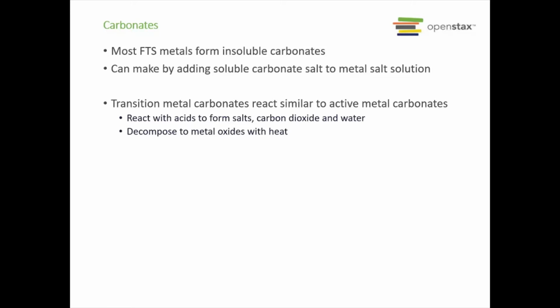Carbonates. Most of our first transition series metals are going to form insoluble carbonates. One way to make them is by adding a soluble carbonate salt to a metal salt solution. For instance, if we take some aqueous nickel and give it to an aqueous carbonate solution, we can make this nickel carbonate solid.